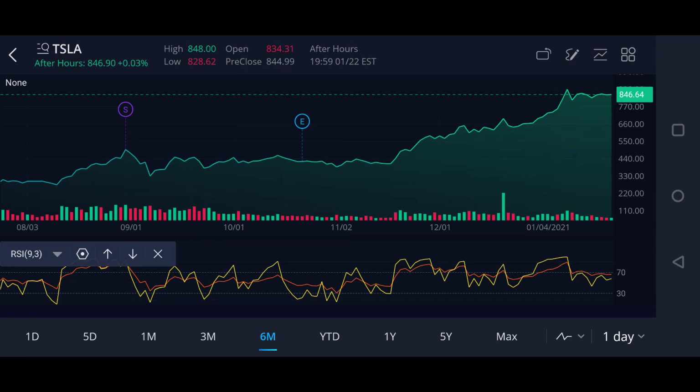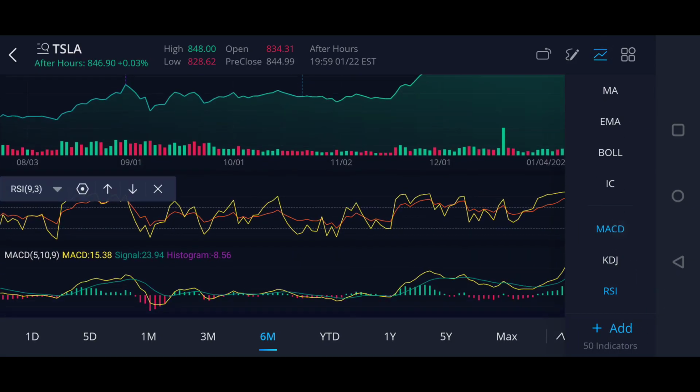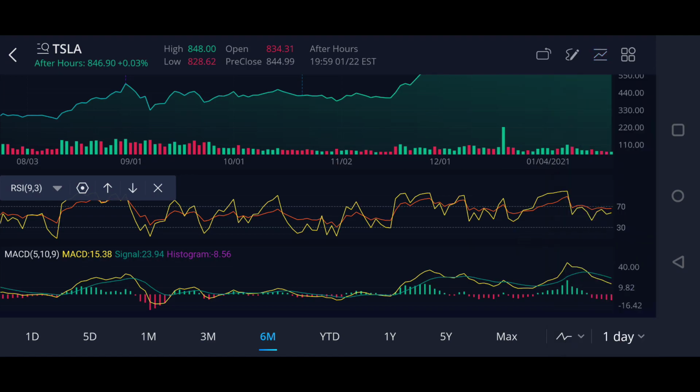So that's the RSI. The next technical indicator that I'm going to show you is the MACD, which is a momentum indicator. It's a principle of convergence and divergence, and it explains the strength of a specific momentum, like positive or downtrends. The way you read the MACD is similar to the RSI. There are two important lines, the yellow and the green.